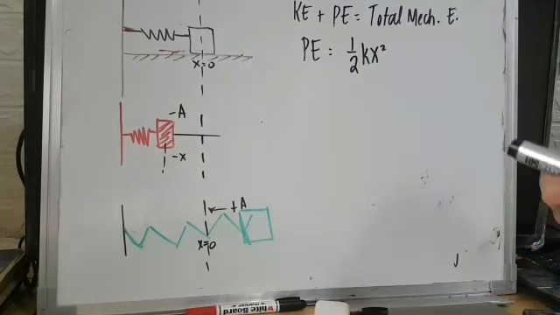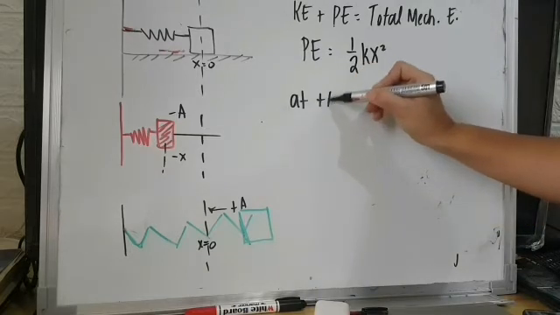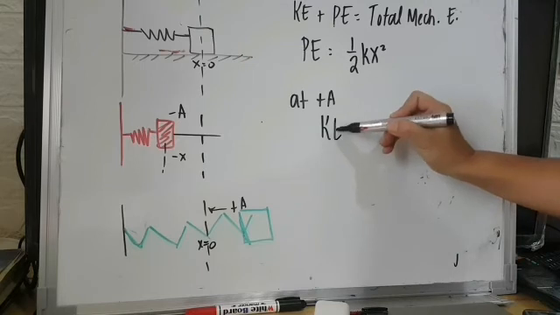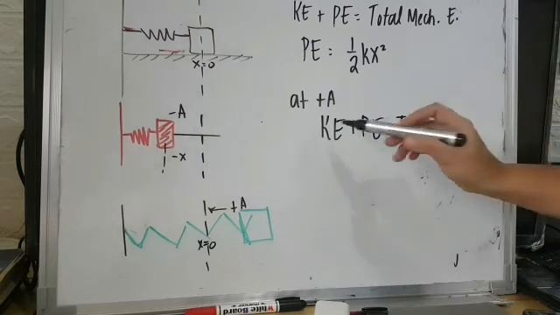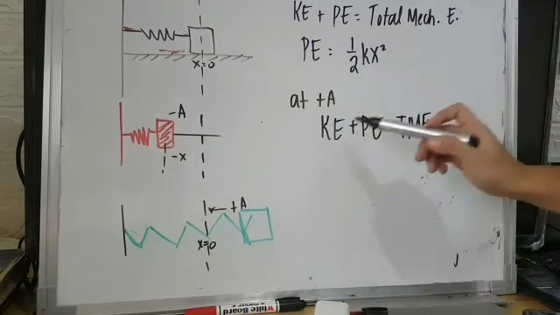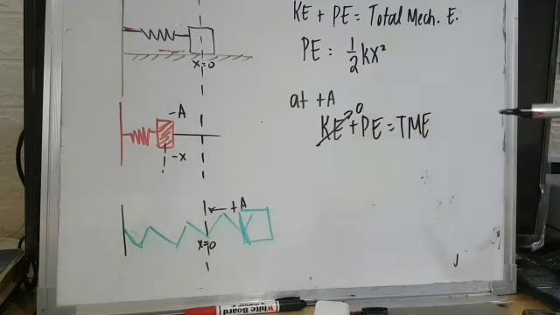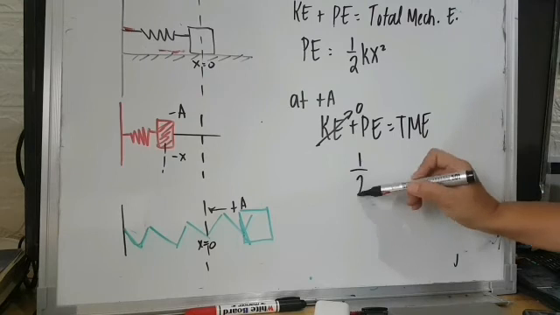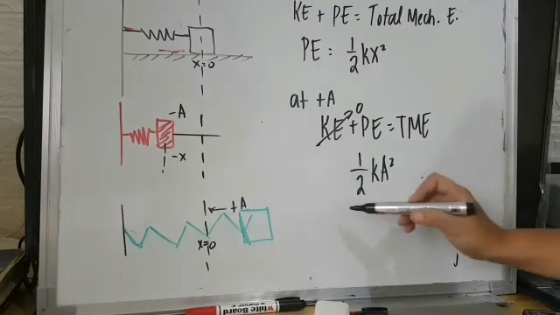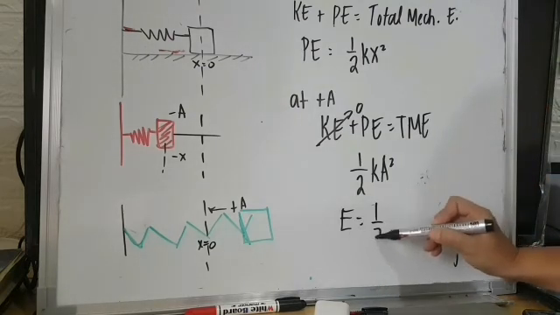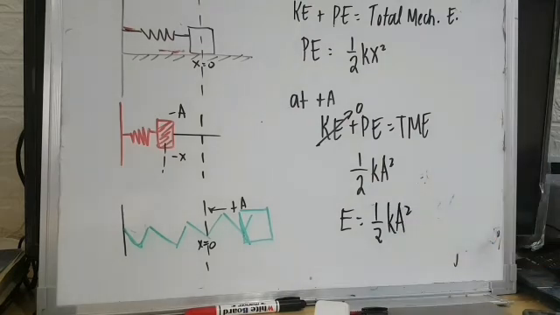So at position positive A, we have kinetic energy plus potential energy equals the total mechanical energy. But here at point positive A, the kinetic energy is equal to 0. So what we have is only the potential energy, and we can express it as 1/2 k A squared when it's stretched to positive A. So the total energy of the system at this point is just equal to 1/2 kA squared. It only has its potential energy. Okay, take note of that.